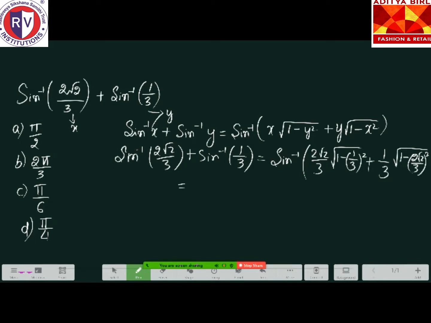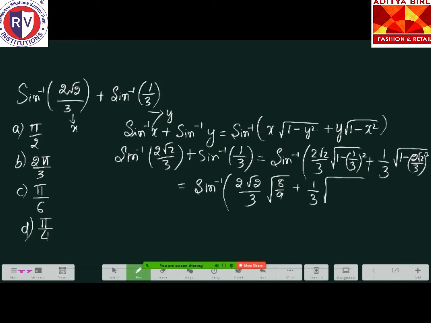Okay, we have to simplify this. See, I'll write it here. Sine inverse of, what is 1 by 3 square? It is 1 by 9, right? So within the root, it simplifies to 9 minus 1 by 9, that is 8 by 9. Okay, so this will be 2 root 2 divided by 3 root of 8 by 9 plus 1 by 3 into square root of.